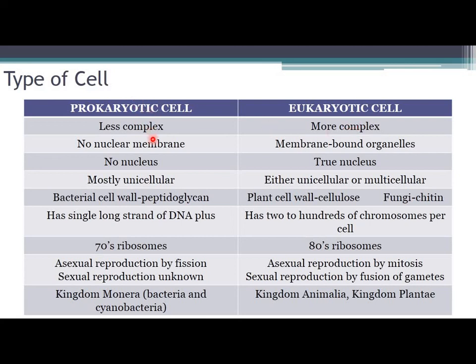Now, prokaryotic cells has no nuclear membrane and of course no nucleus, while eukaryotic cell has membrane-bound organelles and it has true nucleus. And then, ayun pa, no? Ilan pa sa mga difference nitong dalawa, no? Yan.